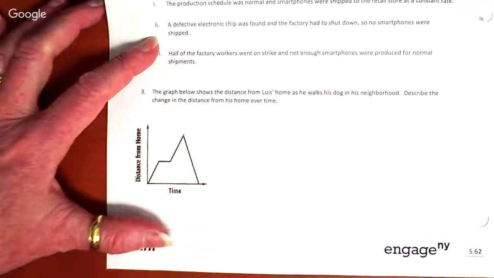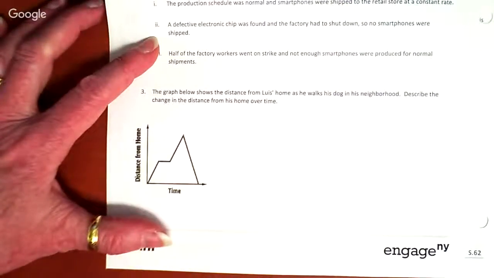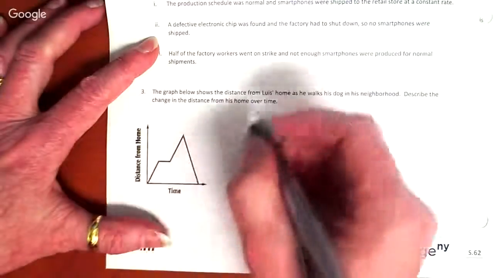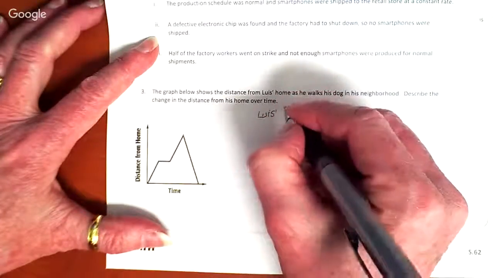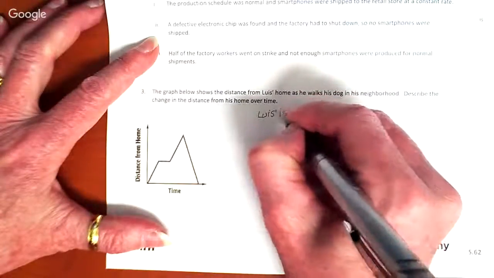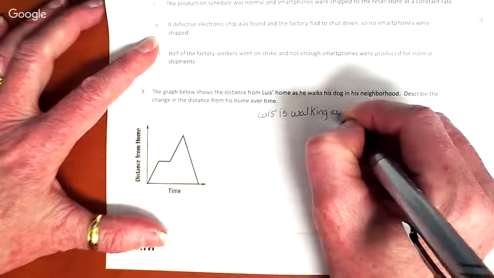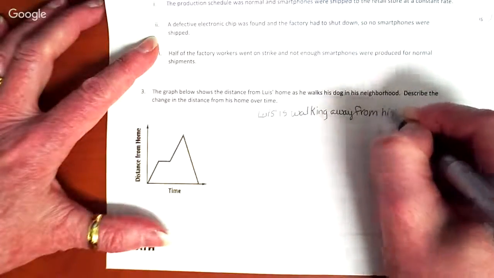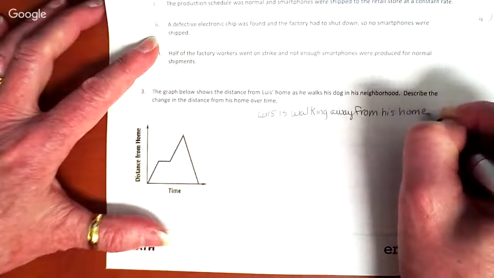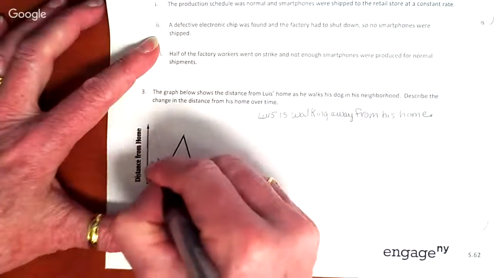Number 3 says, the graph below shows the distance from Lewis's home as he walks his dog in his neighborhood. Describe the change in the distance from his home over time. Well, first, Lewis is walking away from his home. Next, and here's where he's walking away from his home. That's number 1.